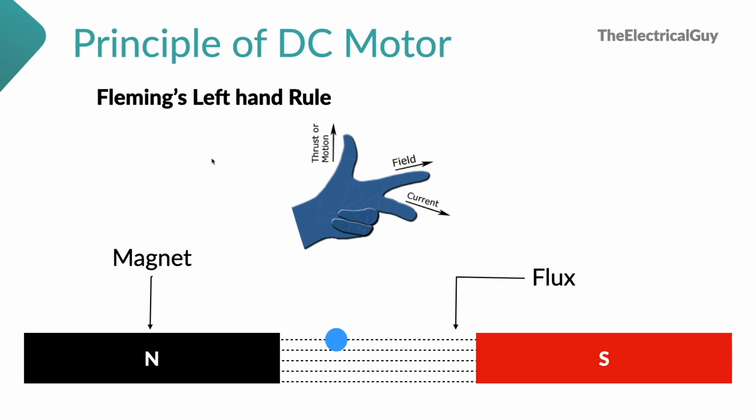Now, a lot of people get confused between Fleming's right hand rule and left hand rule. Please make one thing clear in your mind, that Fleming's right hand rule is used to find out the direction of current in case of generator, whereas Fleming's left hand rule is used to find out the direction of force which will act upon the conductor in case of motor, right? So that is the differentiation between the Fleming's left hand rule and Fleming's right hand rule. Keep a note of that.